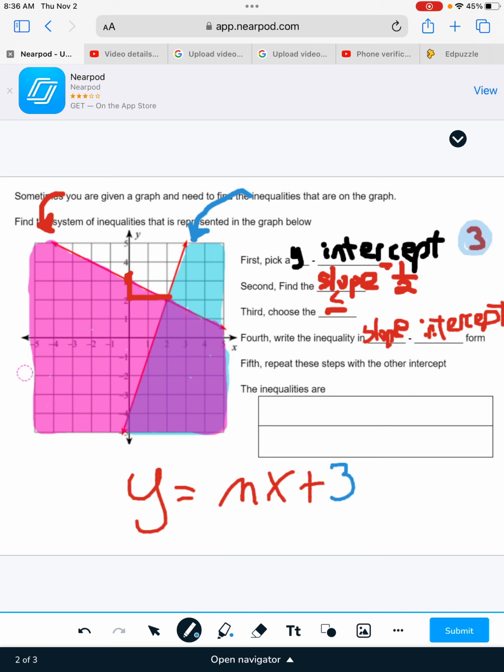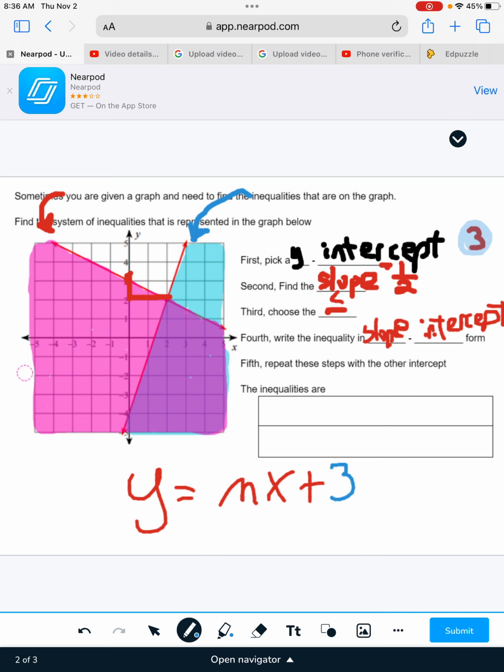I'm going to do the same thing for this second inequality. I'm going to get my new slope, my new y-intercept, my new sign, all that kind of stuff. Let's start by looking for that y-intercept first. Because this is blue, I'm going to choose the dark blue. It crosses the y-axis all the way down here at the bottom at negative 4. That's my y-intercept, negative 4.